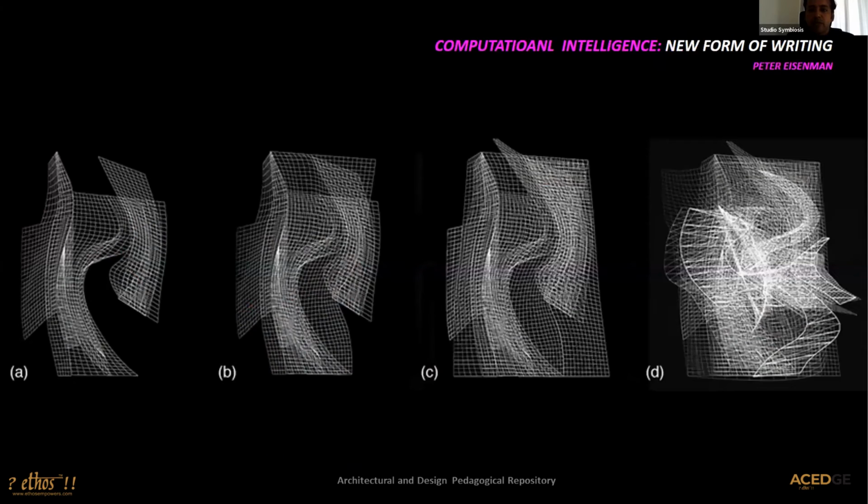Then this is Mr. Eisenman. Of course, Peter Eisenman is one of the ones who really tried to push and introduce digital design. He calls it a new form of writing through his design and systems. So these are again diagrams which he was using to create a systematic approach towards design.